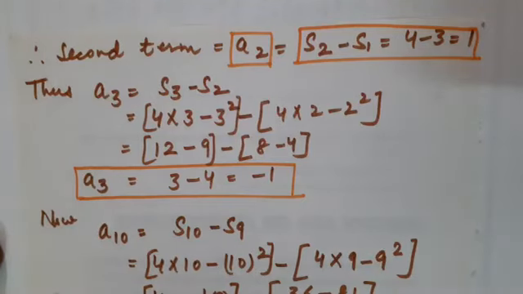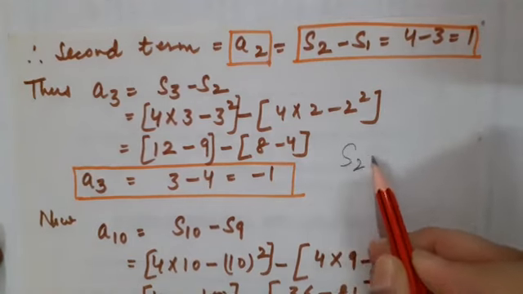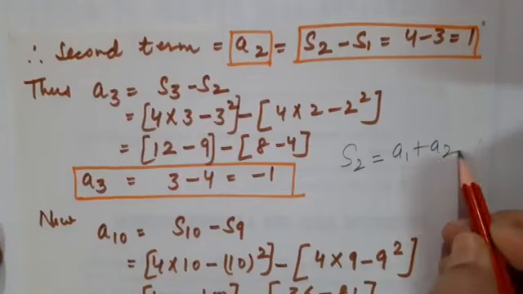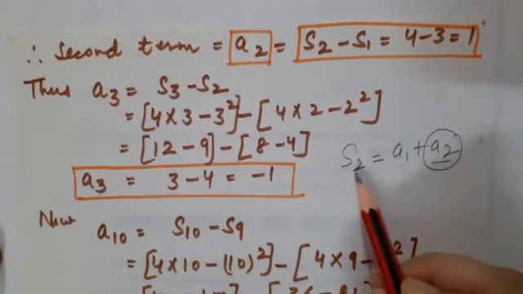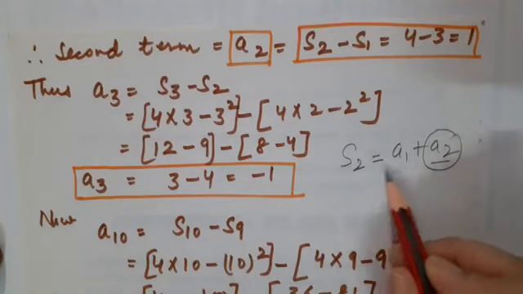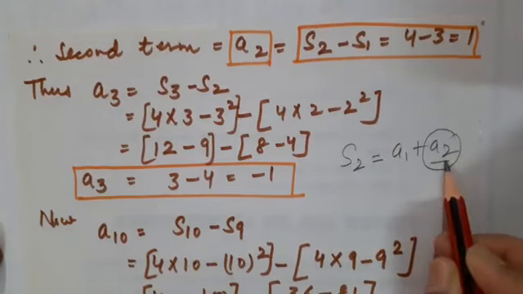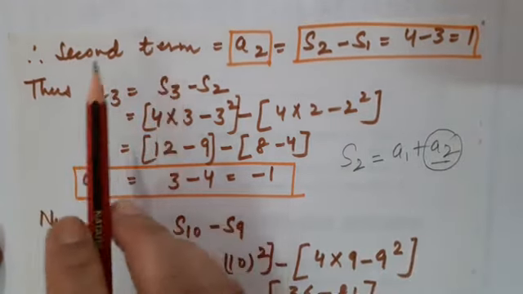After finding the sum of first two terms, we will be given that you have to find out the second term as well. Children, as I have just explained, what is S2? Sum of first two terms, that is A1 plus A2. And I have been asked to find out A2 now. If I subtract A1 from A1 plus A2, I will be getting A2. Correct, student? Now the same concept I am going to apply over here.